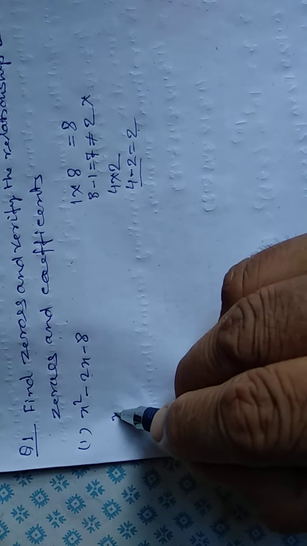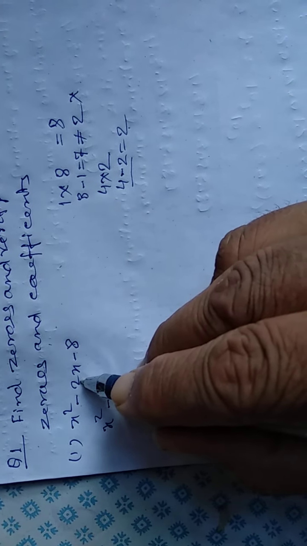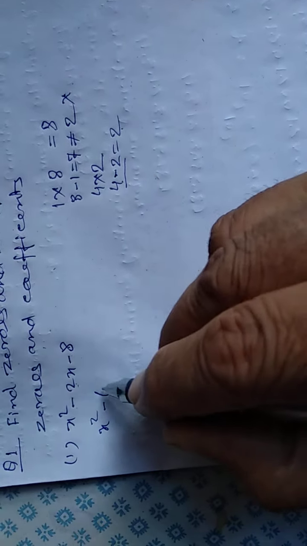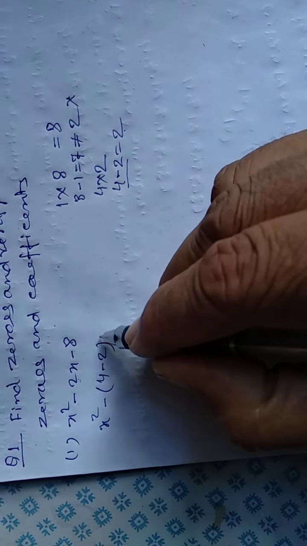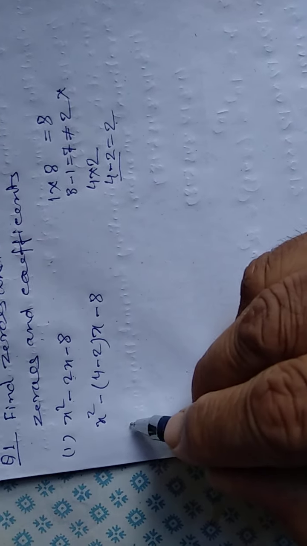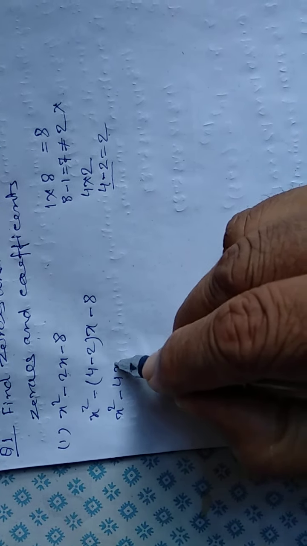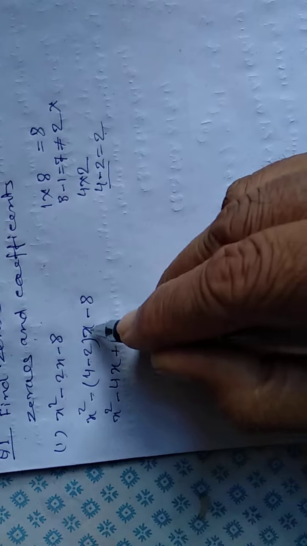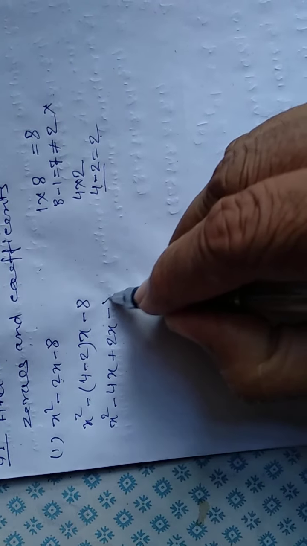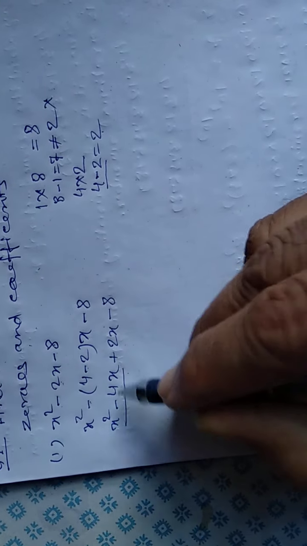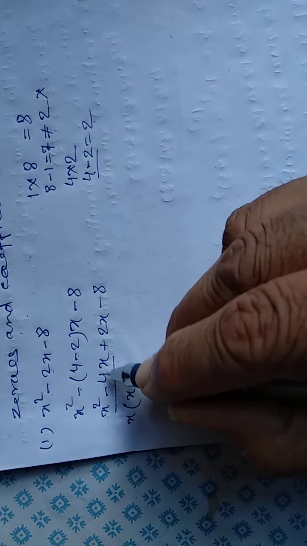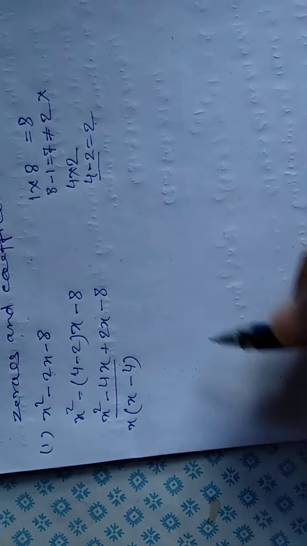So it is x square minus, at the place of 2, you will write 4 minus 2, into x minus 8. Now remove this bracket. X square minus 4x, this minus plus 2x minus 8. Now take common from the first two terms. What is common? Obviously it is x. Then you will take x common. Here you will get x and here 4. This x is taken out.